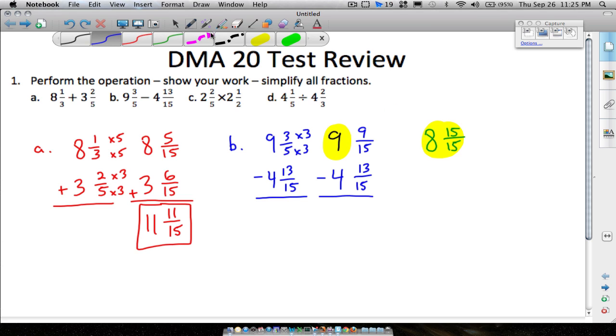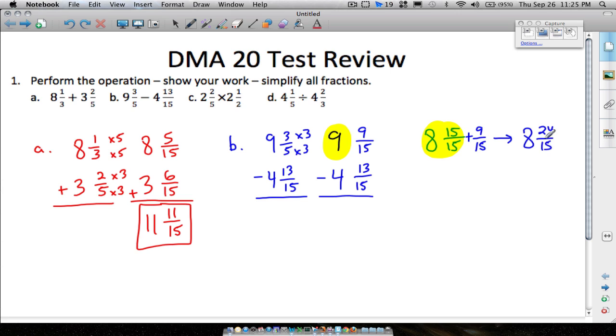But I'm going to come back over here and write that 9/15 beside it, and we're going to add that to the 15/15. That's the idea of borrowing. And when we do that, we actually end up with 8 24/15. I got the 24/15 by taking 15 plus 9. And now let's bring this fraction on across. So therefore we have 4 13/15. Now we can subtract.